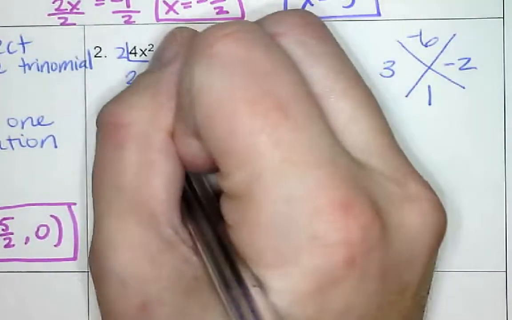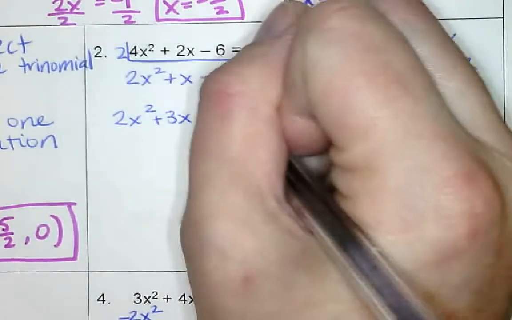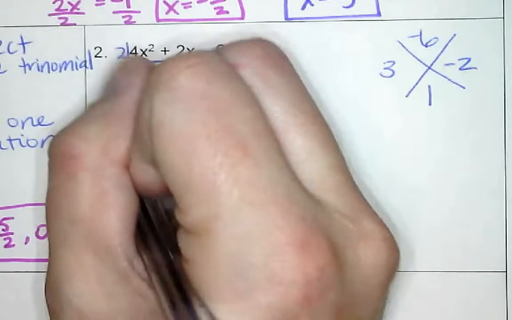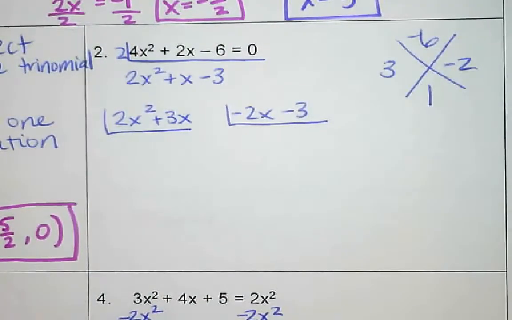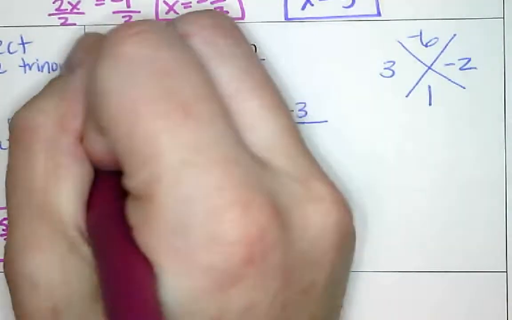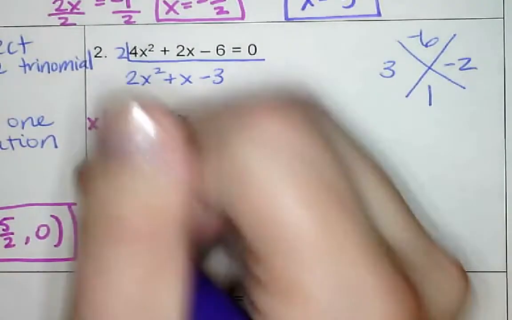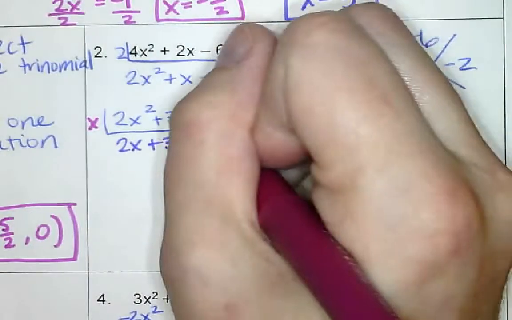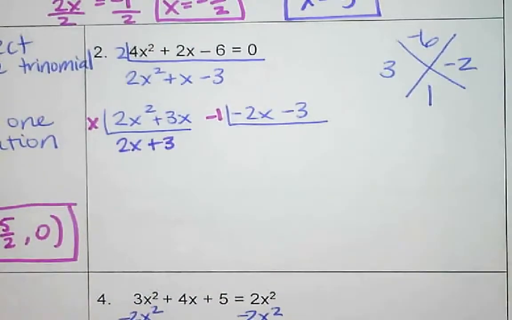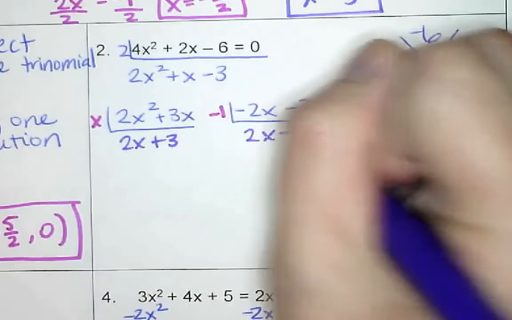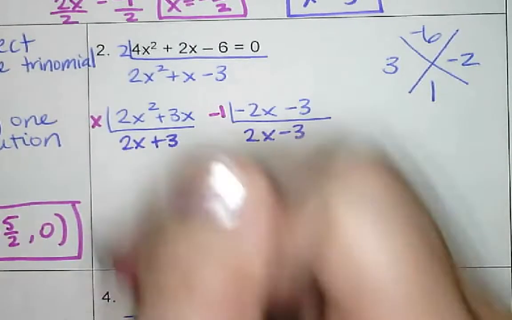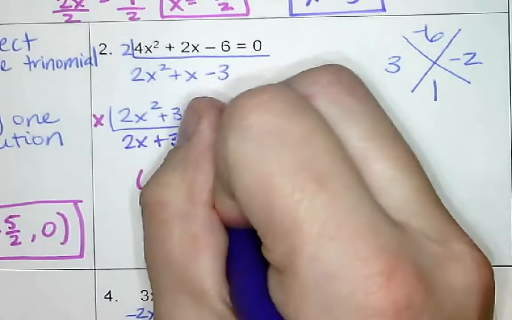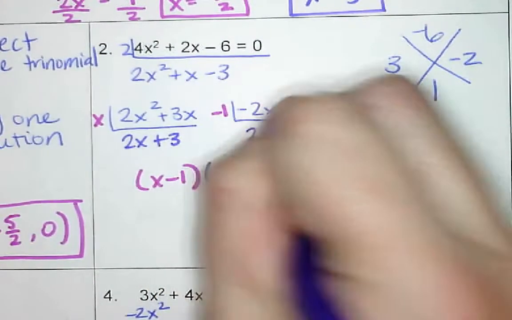So we can pull out an x, and we are left with a 2x plus 3. And we can pull out a negative 1, and we're left with a 2x minus 3. All right, so then our final factors would be x minus 1 times 2x plus 3. But we can't forget that 2 that we took out originally. So that's equal to 0. All right, guys, so this would be our factored form. Do y'all feel good about that factored form right there?